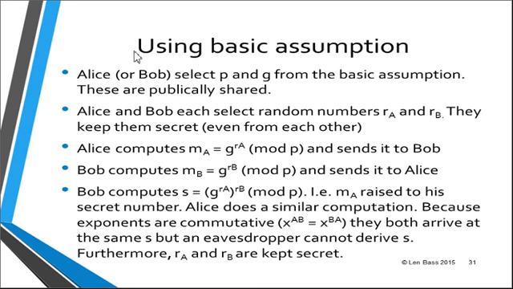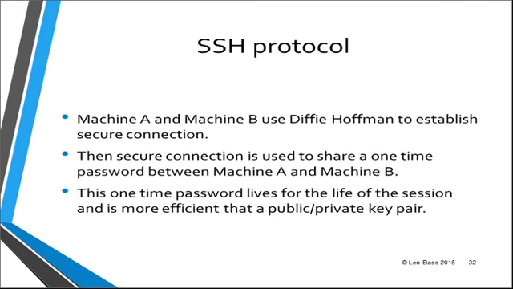Now, how does this work with SSH? Well, let's get back to SSH. Machine A and machine B use the Diffie-Hellman algorithm to establish a secure connection. And then they use it to create a one-time password. They, in fact, use this single-use password one time for the session, and they use it both to encrypt and decrypt, because it's more efficient to do that than it is to have two passwords, a public key and the private key. And this one-time password lives for the life of the session.